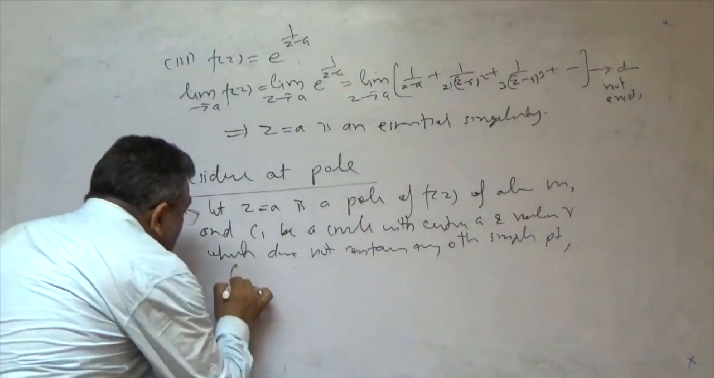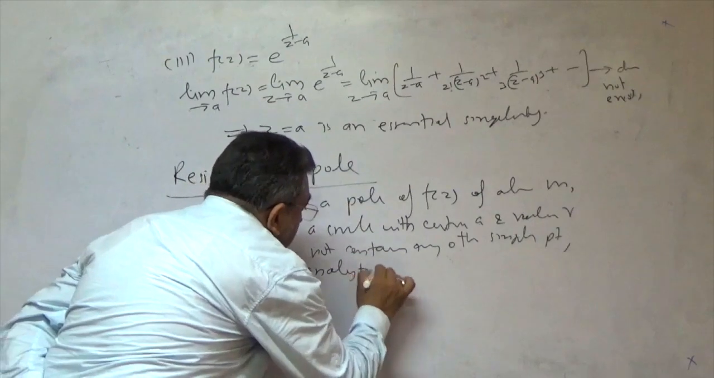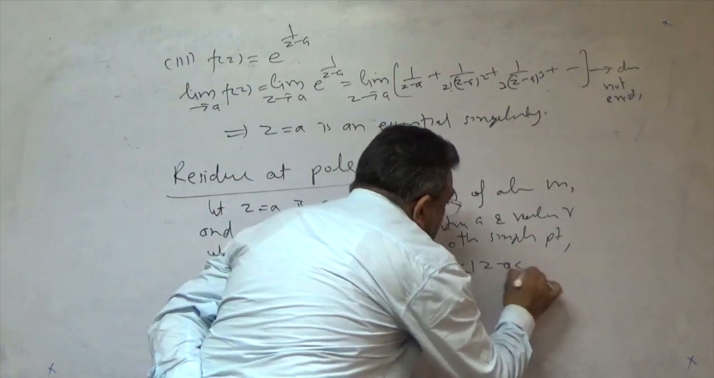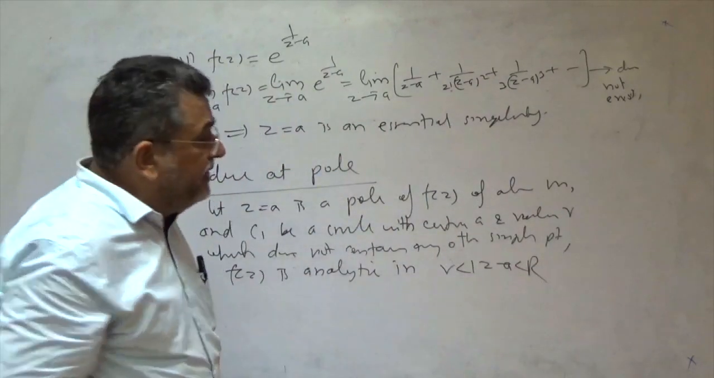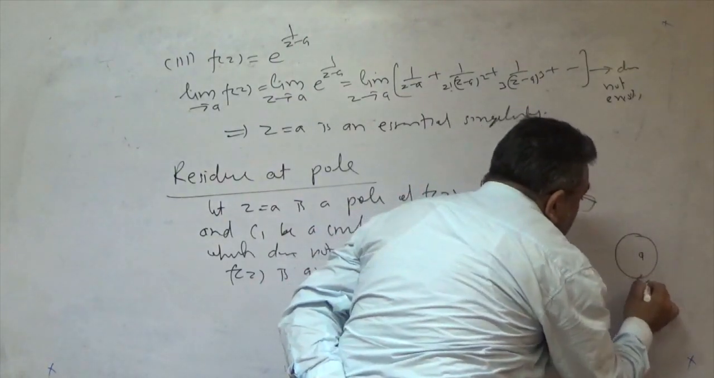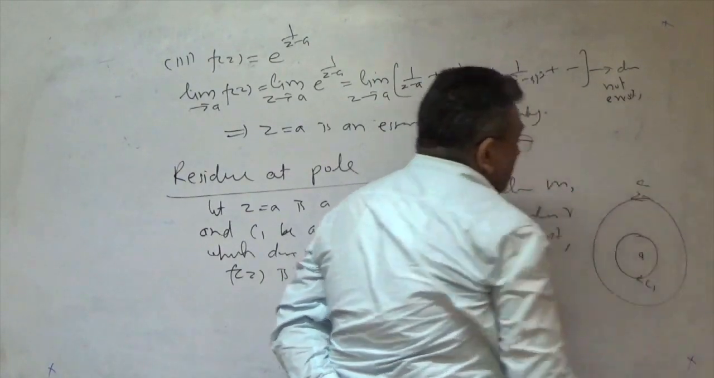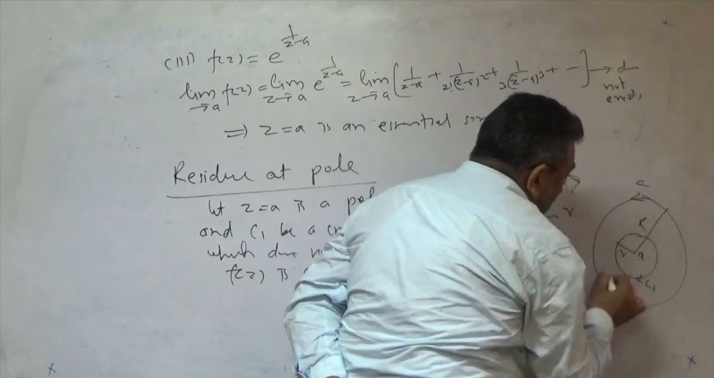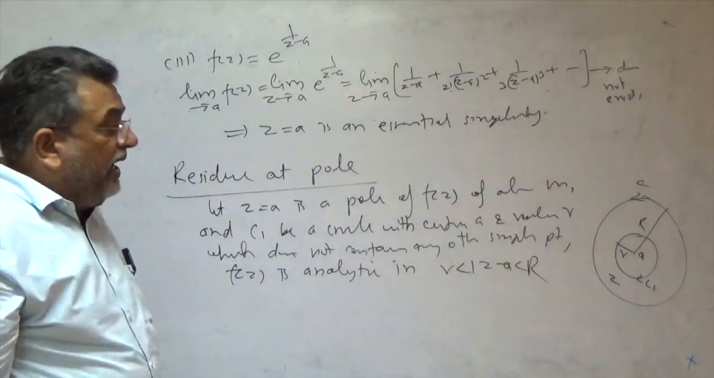Then we see that f(z) is analytic in 0 < |z - a| < r < R. It means the ring-shaped region. This is point a, this is circle C1 with radius r, this is small r and this is capital R. The function is analytic in this region.